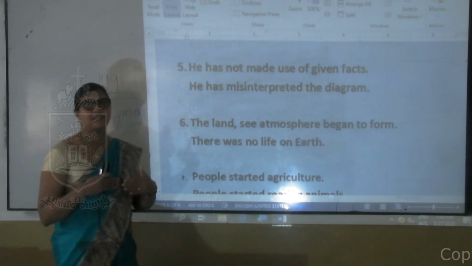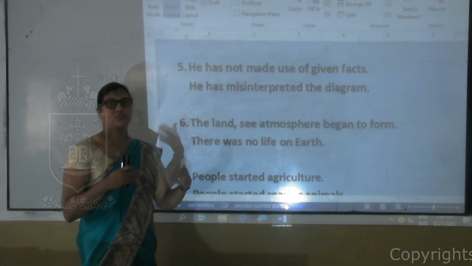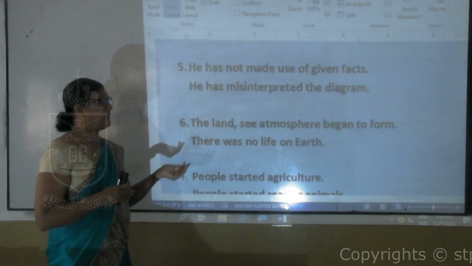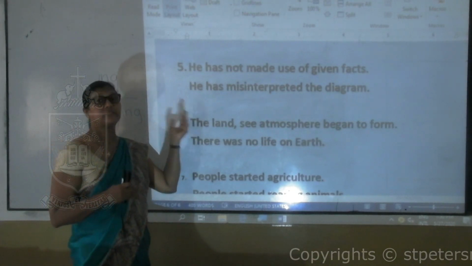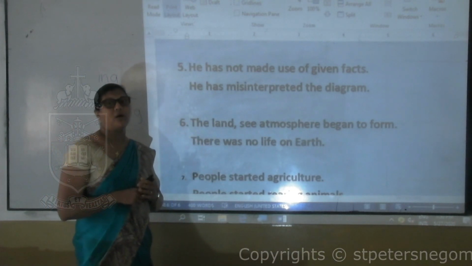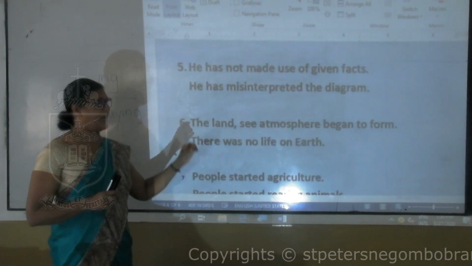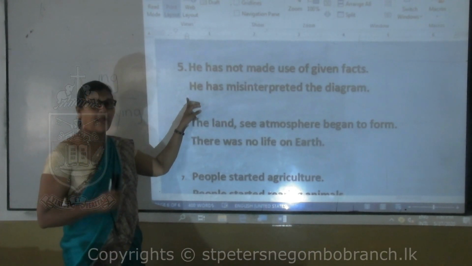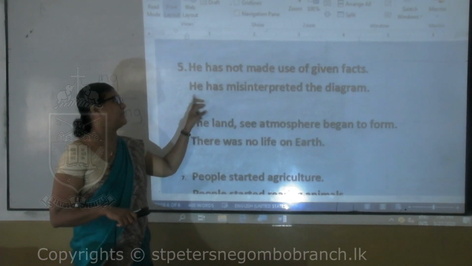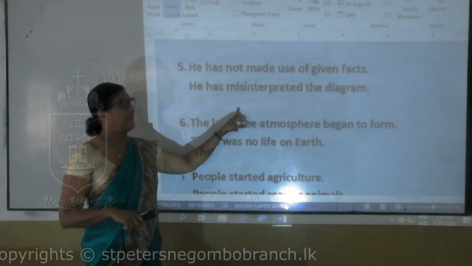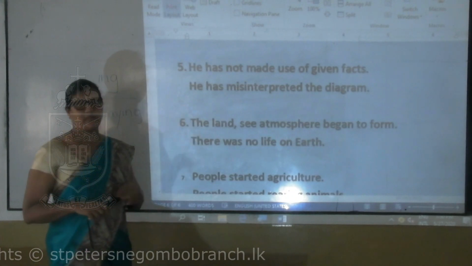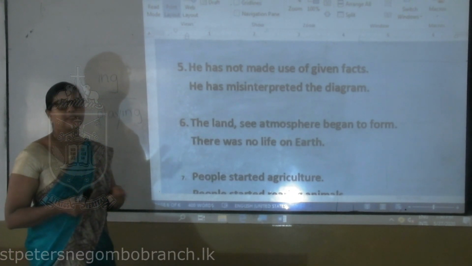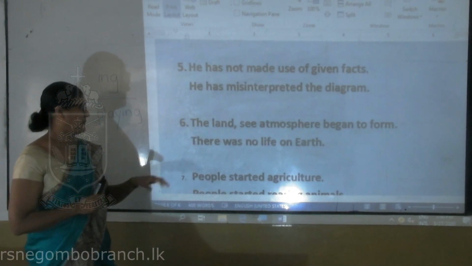The ideas are not matching because he has not made use of the given facts. He has misinterpreted the diagram. So we will make one sentence like this: He has not made use of the given facts and misinterpreted the diagram.